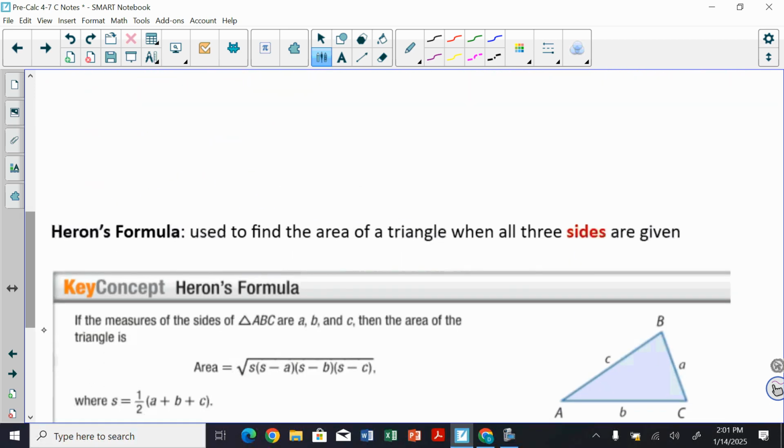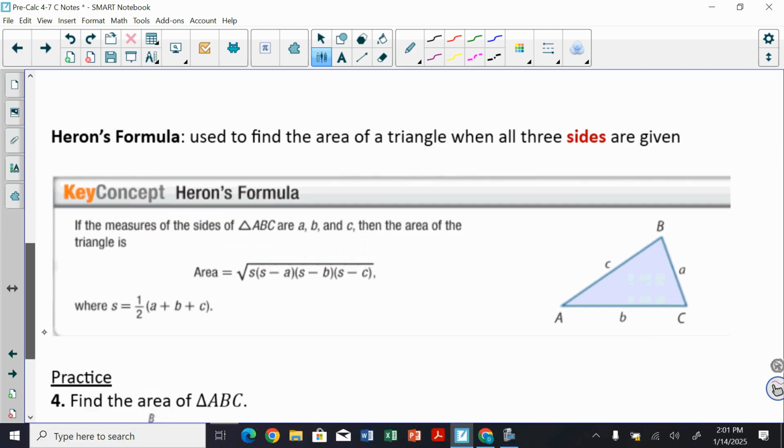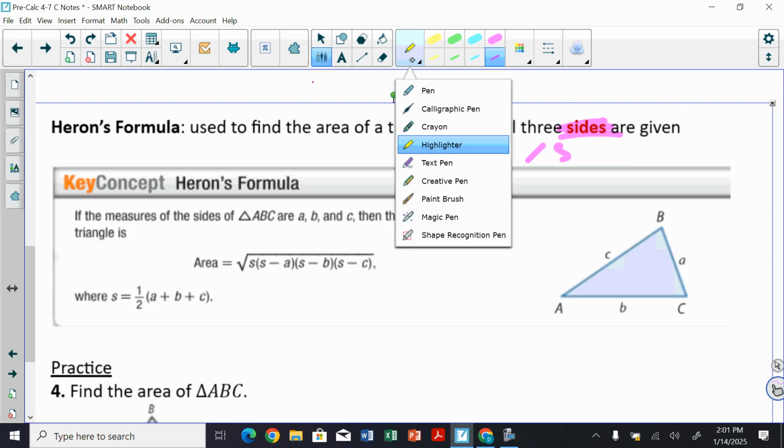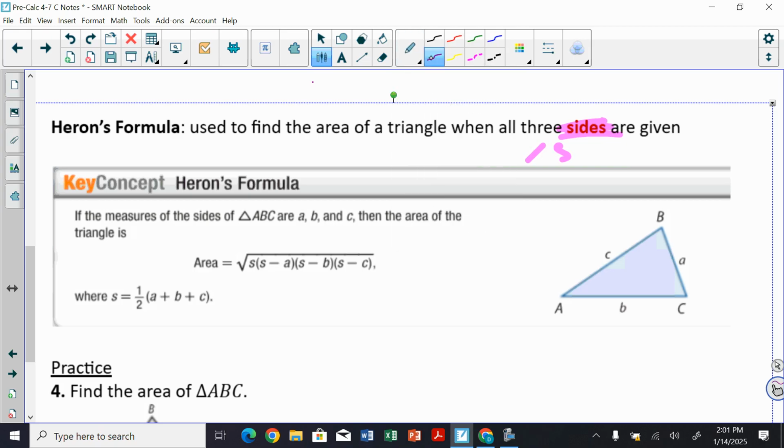All right, one last thing. Heron's formula. All right, so this is another way to find area when you have all three sides given to you. Okay, so when we know all three sides, and we have a little side thing, right? It's all three sides. So that's side, side, side. Side, side, side. Then I can use this formula here.